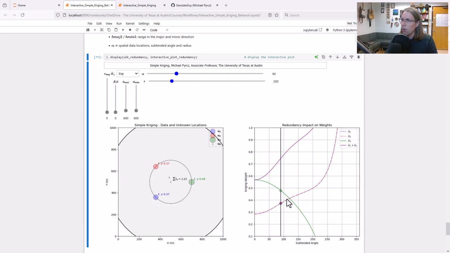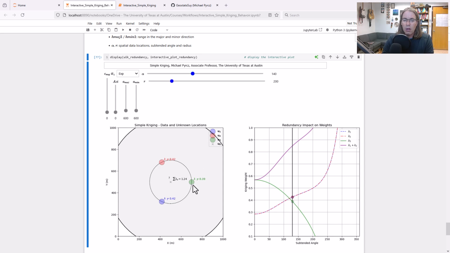Now, what angle subtended do we expect to see these all have equal weights? Well, that's that point right there. That's 120 degrees. What's special about 120 degrees if we're talking about these data points? At 120 degrees, they're all equidistant from each other. And so what happens? They all get equal weights.